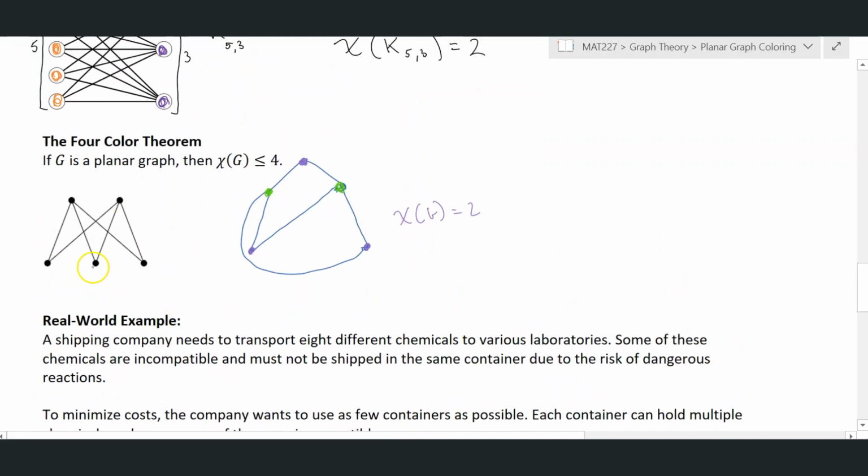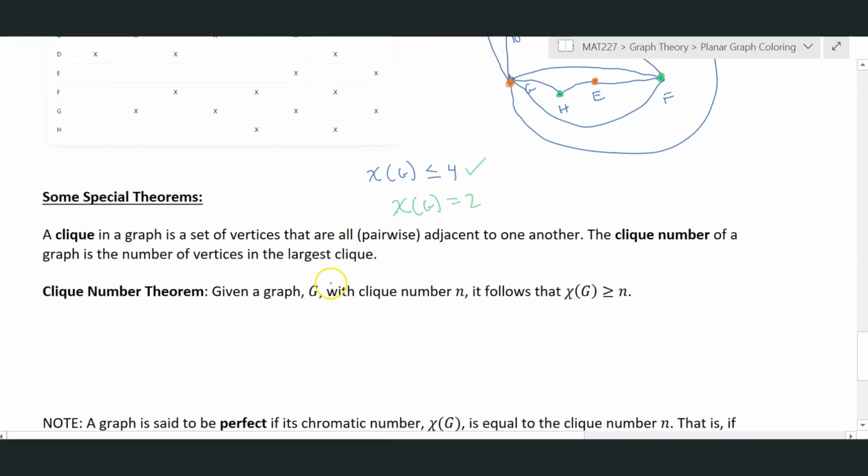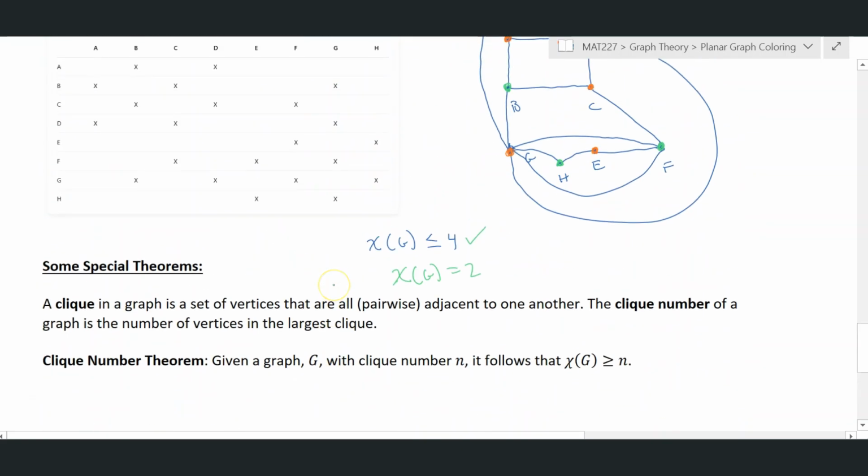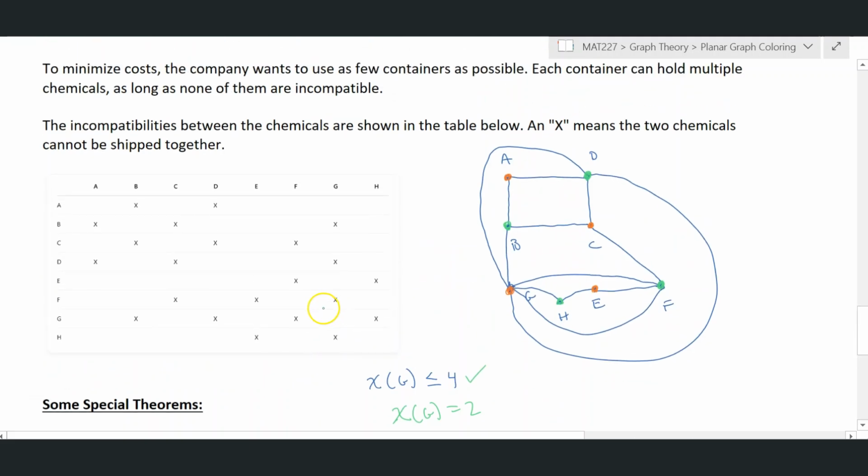the 4 color theorem, if G is a planar graph, then the chromatic number of G is less than or equal to 4. Pretty cool. So that's an applied problem. We just have to think about how we want to represent vertices and edges.